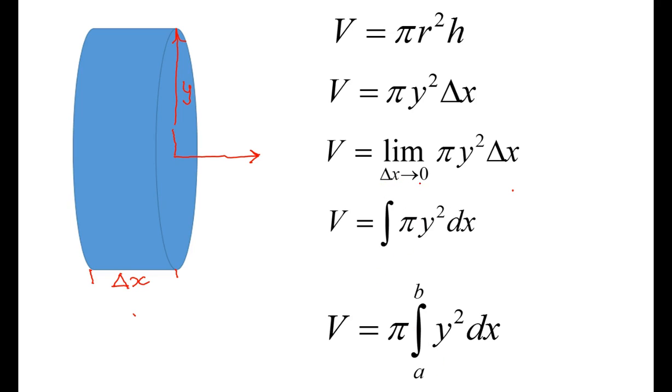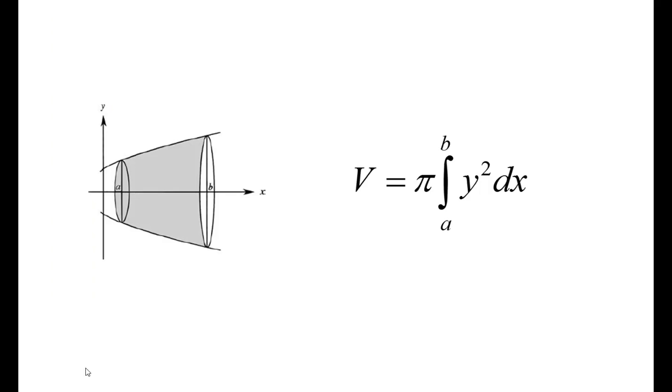The limit as delta x approaches 0 of pi y squared delta x gives us the integral of pi y squared dx, which then translates into a definite integral: volume is pi times the integral from a to b of y squared dx. Okay, let's have a look at this again. There's our formula, volume equals pi outside of the integral from a to b of y squared dx.